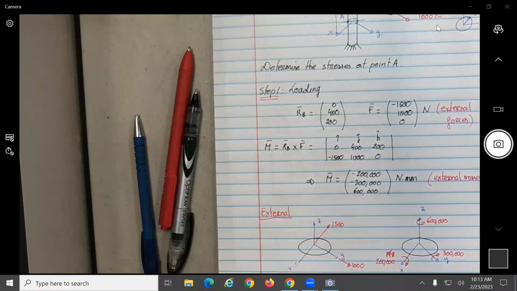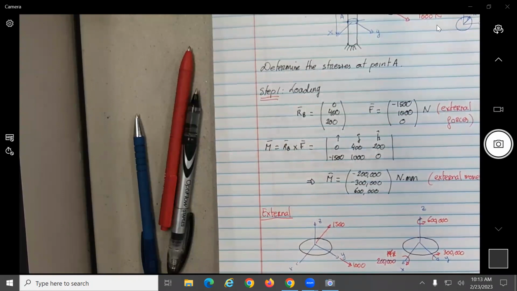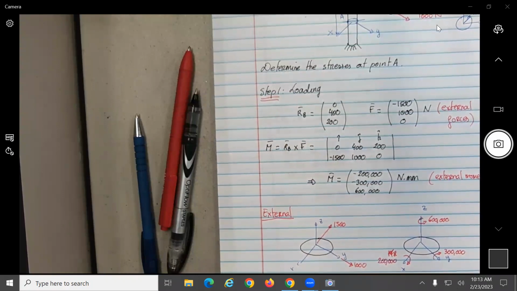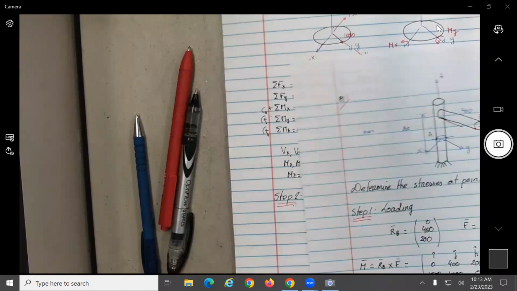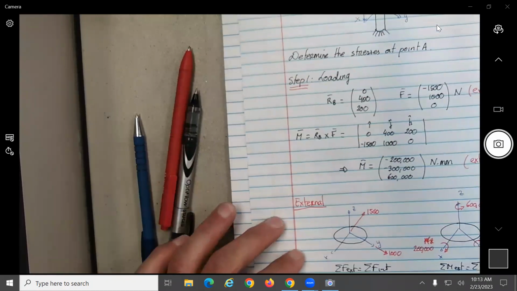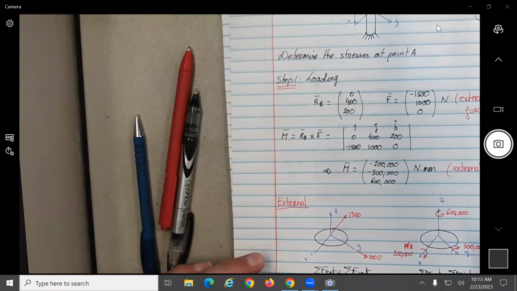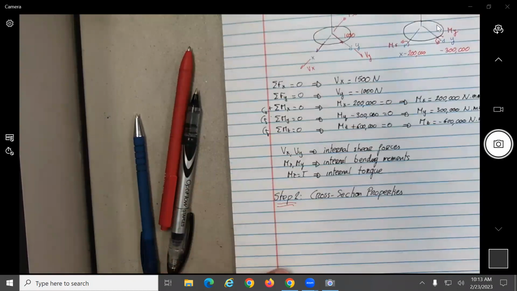You can be the best at stress analysis, but the difficult thing in doing stress analysis is not to find the stresses, it is to know exactly what loads are being applied at that section. So this is the most important step. That's why I'm being picky that you learn how to find the load from the distributed loading. Okay, so step 2, cross-section properties.